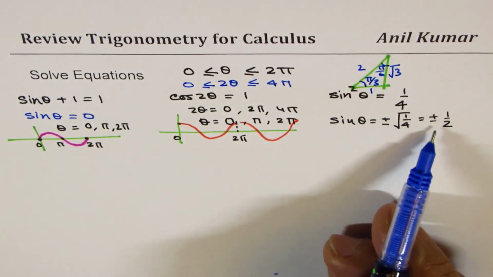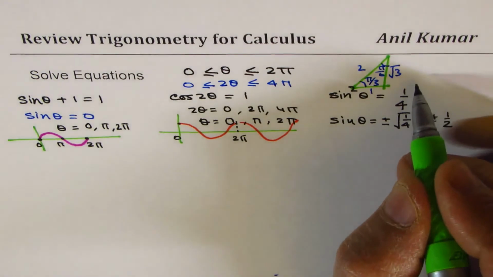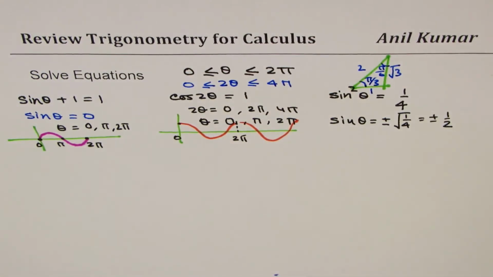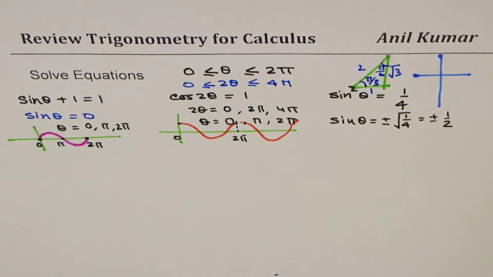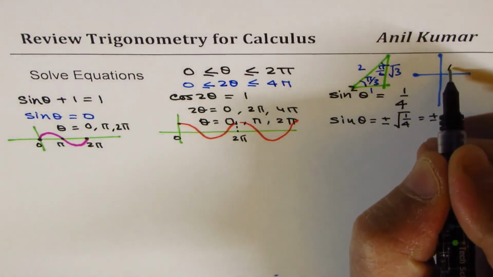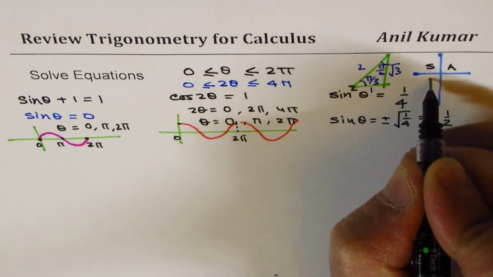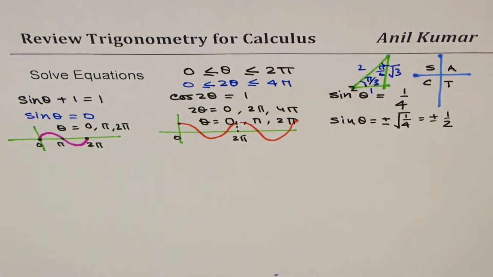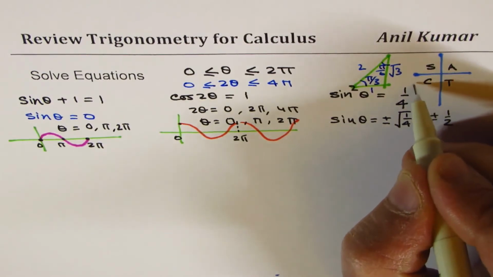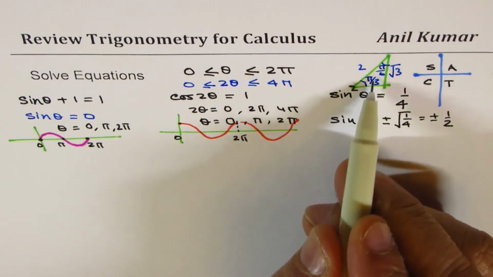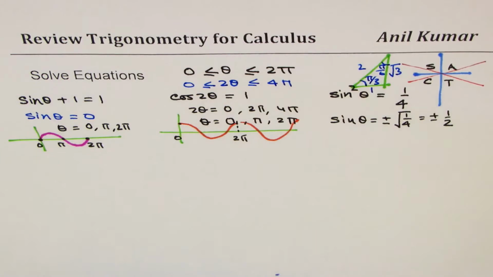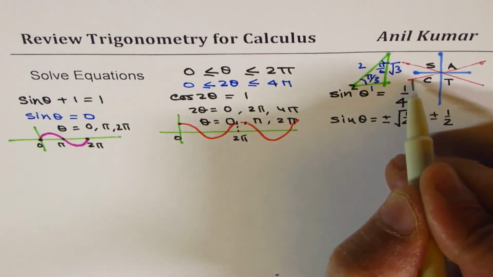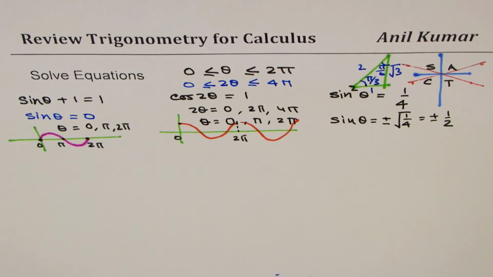Since you're looking for plus minus half, you have to look at all the four quadrants, right? Within 0 to 2 pi, as you know, all are positive in quadrant 1, sine in 2, cosine in 3, and tan in 4. Now, if you're looking for plus minus half, that means we're looking for a solution whose reference angle is pi by 6. So we're looking for these solutions. Do you see that? We are looking for these four solutions. All give you plus minus half.